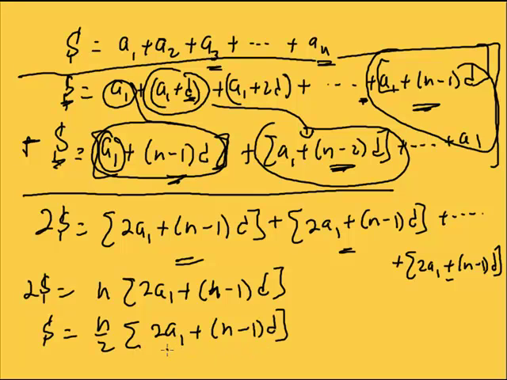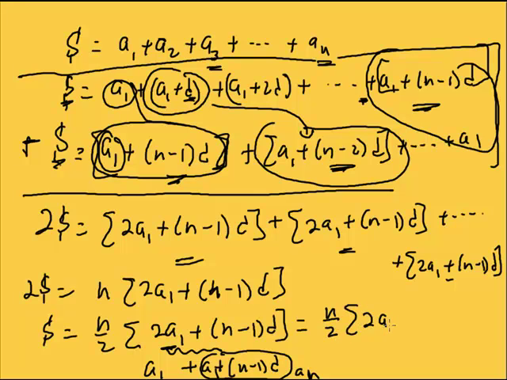Now, of course, inside here, I can break this up as a sub 1 plus a sub 1 plus n minus 1 difference, because I can just split up the two a sub 1s. Well, this is really a sub n. That's what we found. So we can actually rewrite this formula as n over 2, all that times a sub 1, which is the first term, plus a sub n, which is the last term. So both of these formulas work.